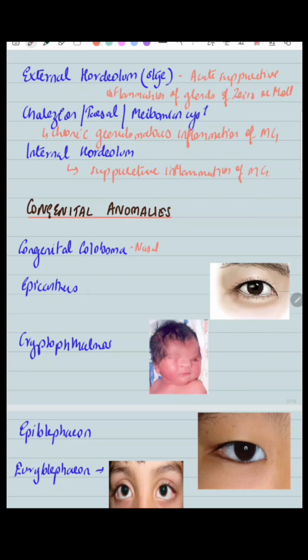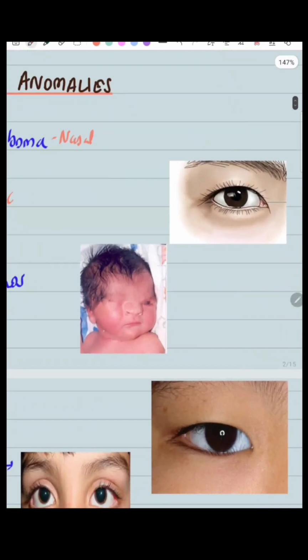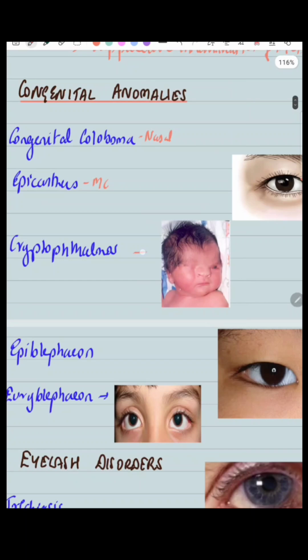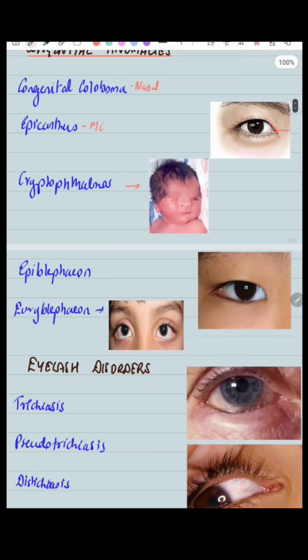Then epicanthus is the most common congenital anomaly. This is epicanthus here. It is a semicircular fold of skin which covers the medial canthus. Then cryptophthalmos is where the eyelid fails to develop.